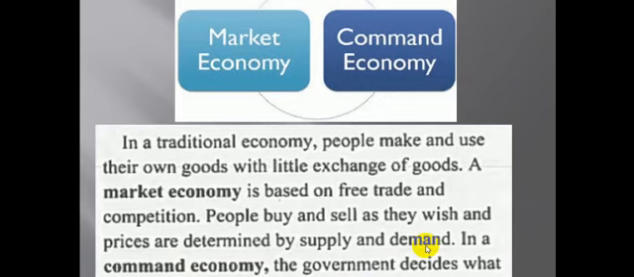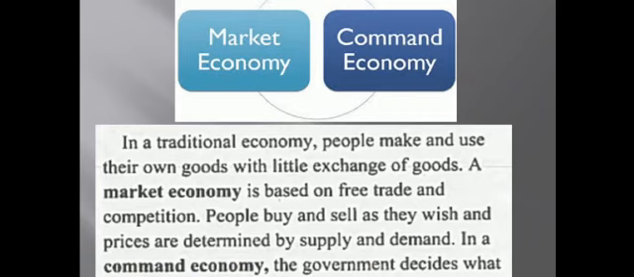Let's talk about the second type of economy, which is command economy. Here, the government decides what to produce and what prices will be. So in a market economy, there is freedom. The market decides everything. People decide what to buy, what to sell, and prices. It depends on supply and demand.